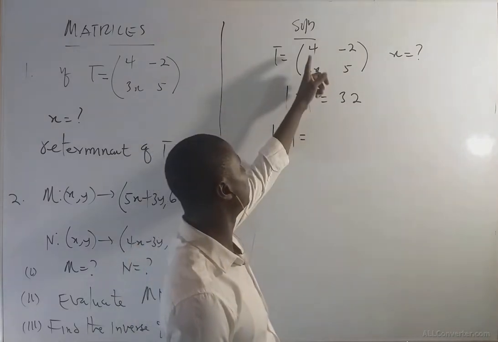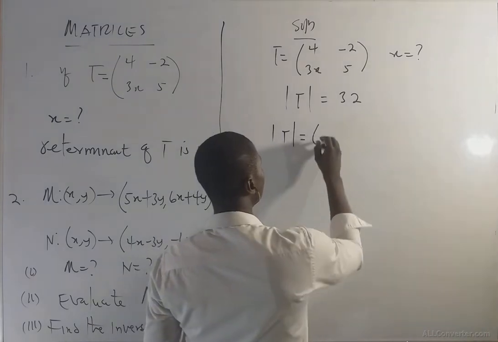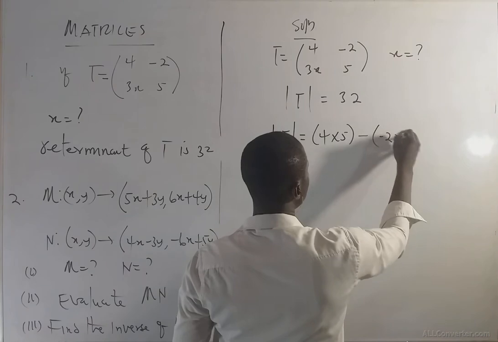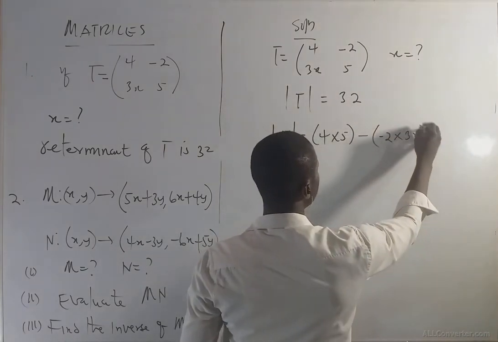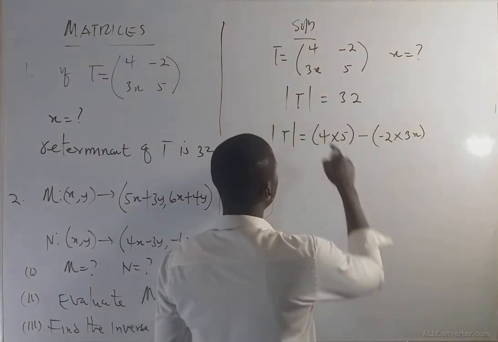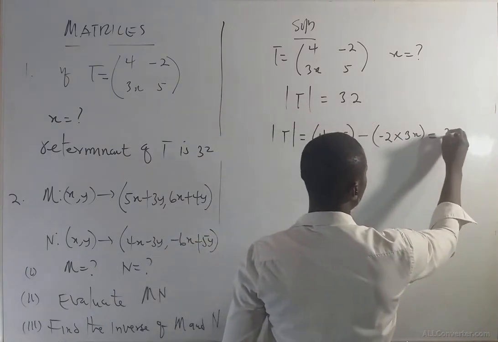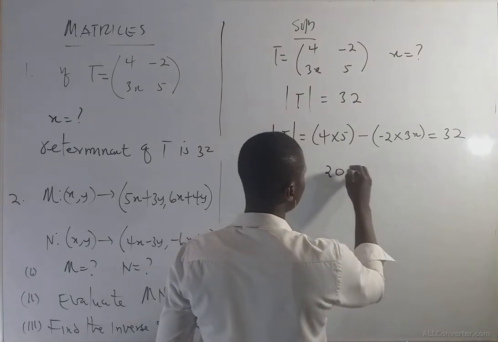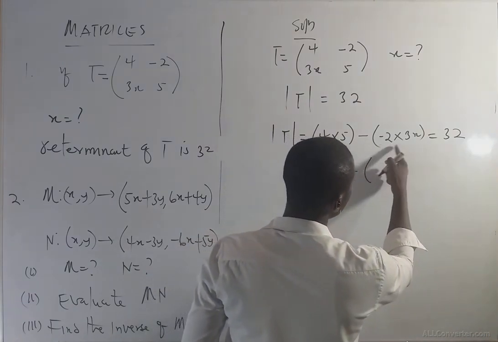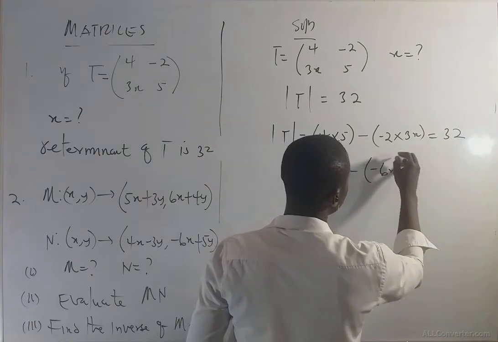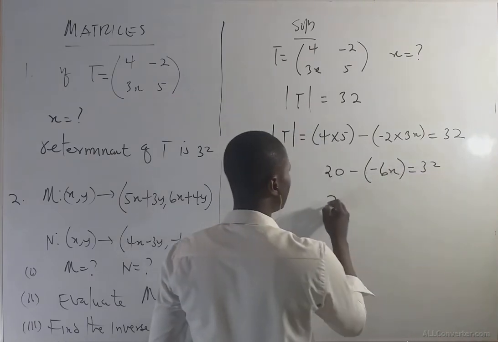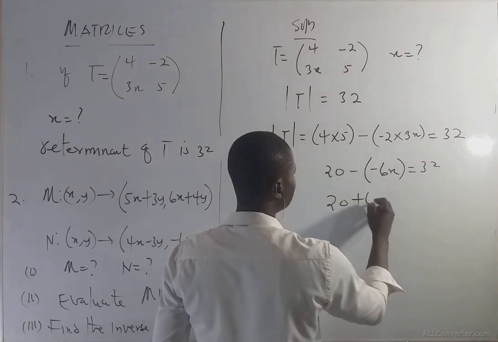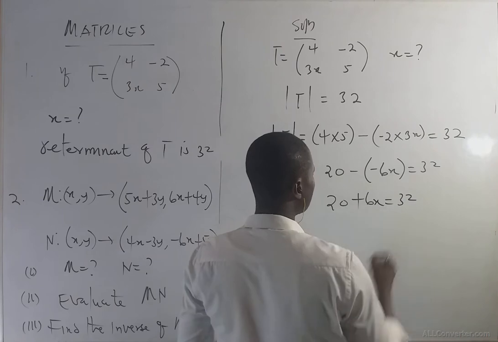It is the first element times the fourth element, so we have 4 times 5, minus the second element, that's minus 2, times the third element, 3x. And don't forget that the determinant is equal to 32 from the question. So 4 times 5 gives us 20, minus the minus 2 times 3x, which gives minus 6x, and this is equal to 32. So we have 20 minus 1 times minus 6x, which gives us plus 6x, and this is 32. Now we are trying to solve for x.